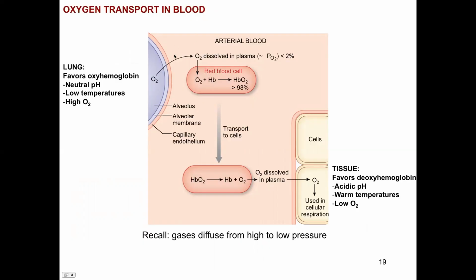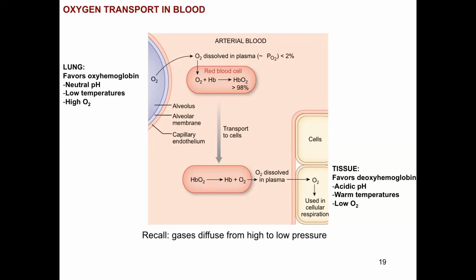Now remember, the plasma is mostly water, right? I think we have like 92% water. Now, the thing about oxygen is that it doesn't dissolve well in water. So only less than 2% of our oxygen is actually transported dissolved in the plasma. The rest of it is bound to hemoglobin, okay? So that would be your oxyhemoglobin.